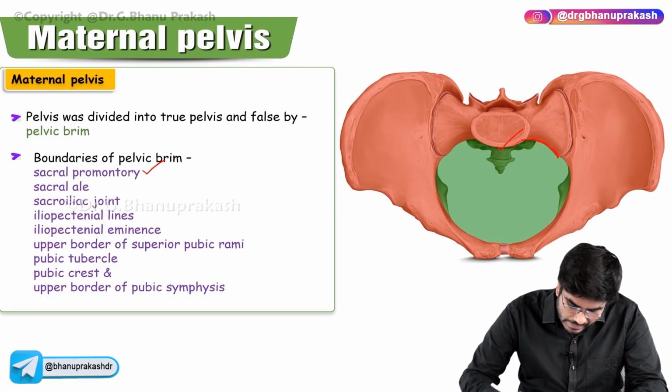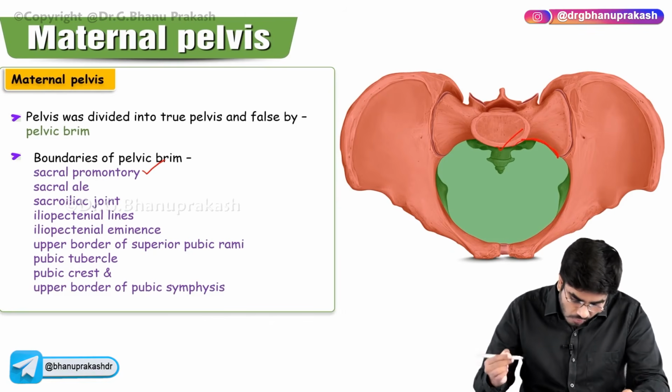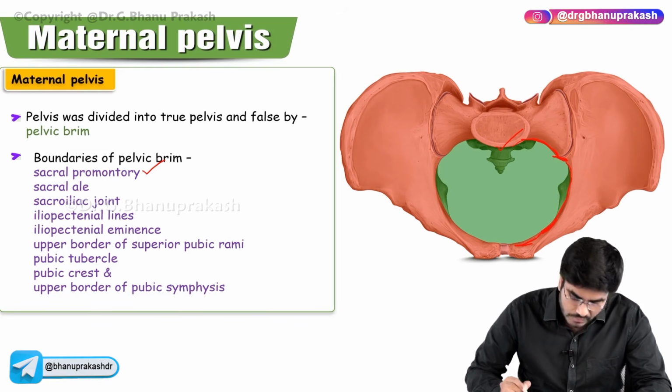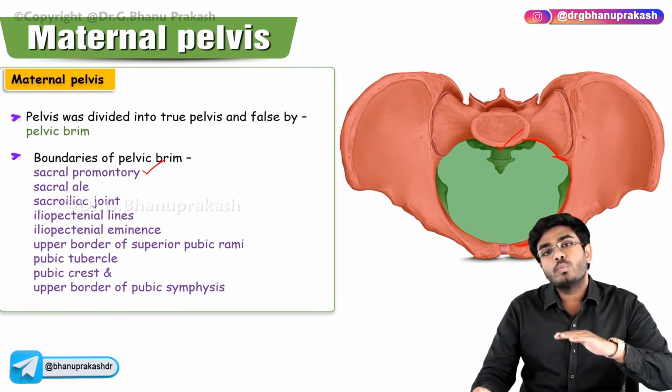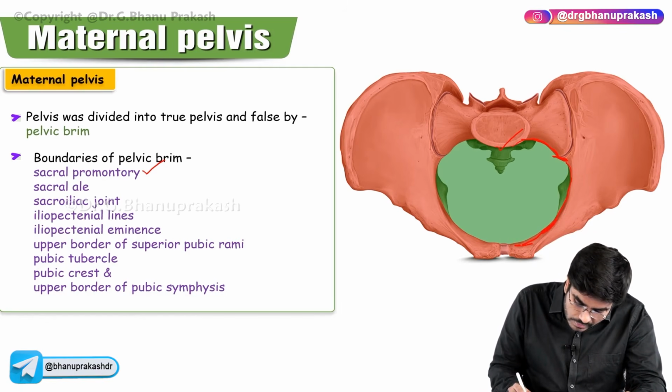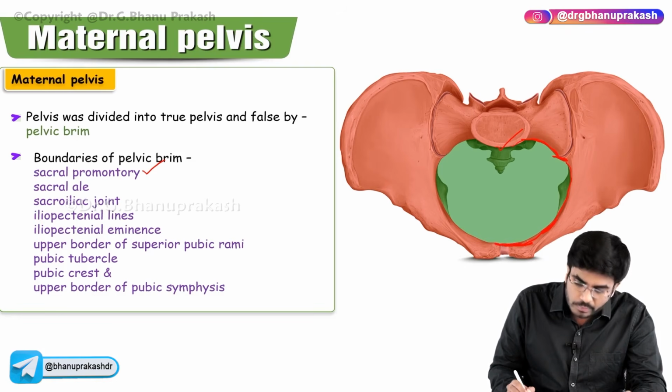After the sacral promontory, there are the sacral alae. So the sacral alae are forming the pelvic brim. After the sacral alae, there is the joint known as the sacroiliac joint. After the sacroiliac joint, there are the iliopectineal lines followed by the iliopectineal eminence. After that, there is the superior border of the superior pubic rami, followed by the pubic tubercle, pubic crest, and upper border of the pubic symphysis.